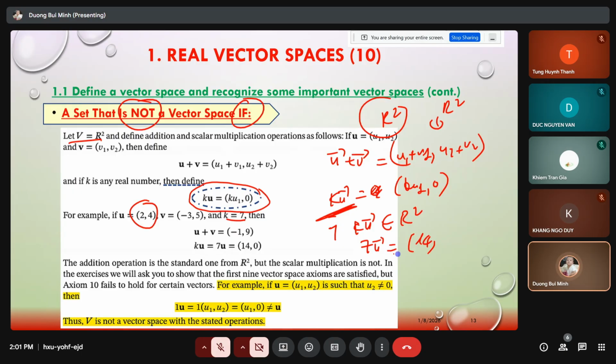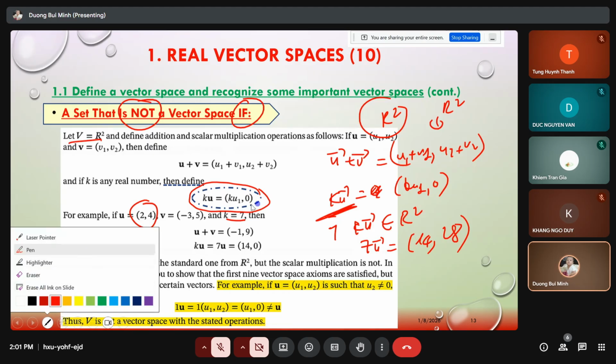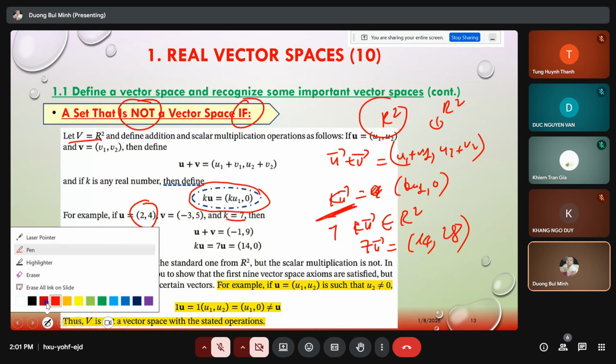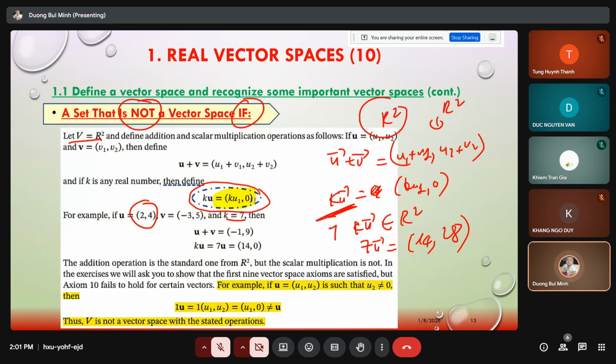14 and 20, 28. Okay, but you define SM6. You define here must be what? Must be 0, right? But here is 28. So if you define U1 plus U2 with this, and you define scalar multiplication like this, V is not a vector space.